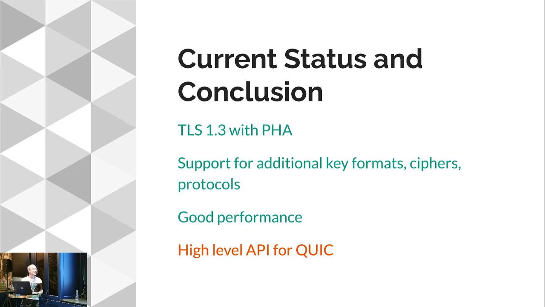So basically, the current status we have, so we did TLS 1.3 with post-handshake authentication and everything with FFM. So we get the additional support from OpenSSL for key formats, ciphers, protocols as they appear. Performance has been good. It's basically as close as you're going to get to the Tomcat native performance. Basically, I think the extra degradations are from the actual security checks that you want to have, like the lifecycle checks and basically the out of bounds checks that will save you from crashes. However, for the high level API for QUIC, we are not there yet, unfortunately. So that's the current status.